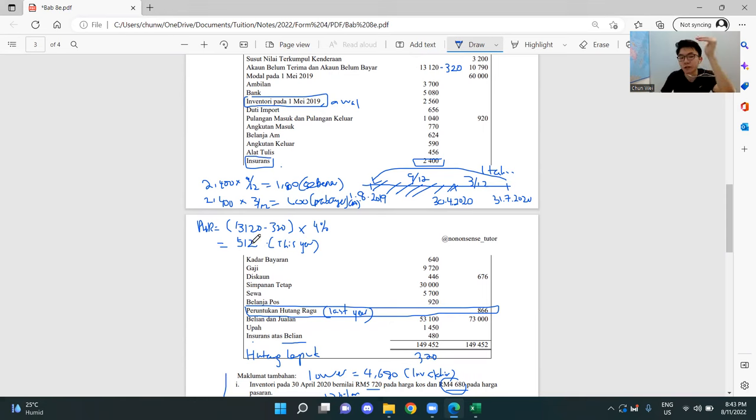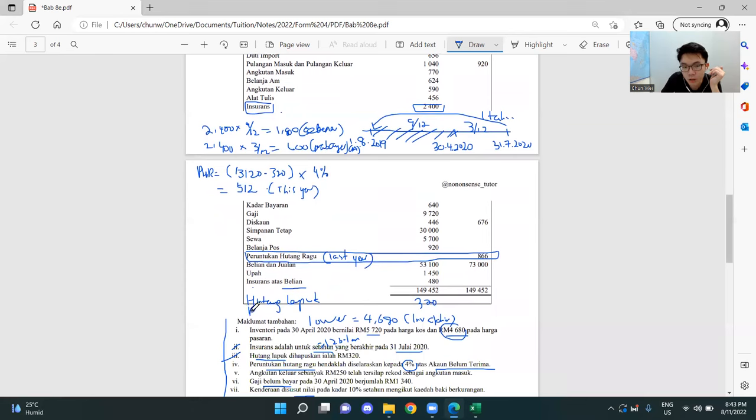So tell me, is it this year it went down or went up? The answer is from 866 it decreased to 512. Meaning there is a pengurangan PHR. How much is that? You use 866, last year's PHR, minus this year's 512. Then you will know how much is the pengurangan, right? 866 minus 512. You get 354.